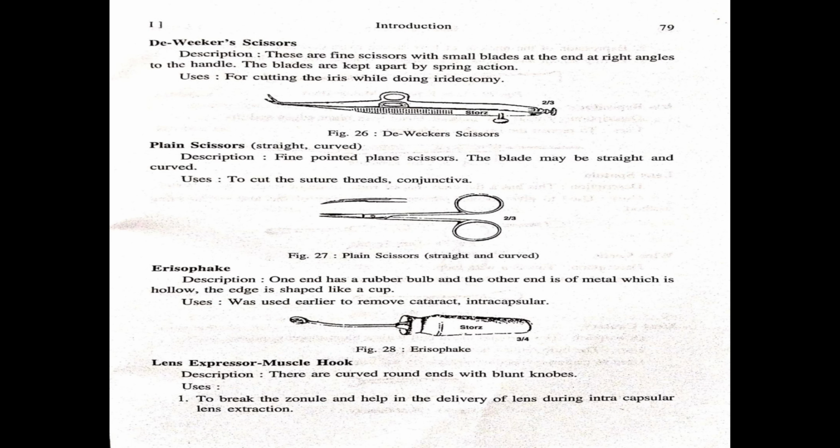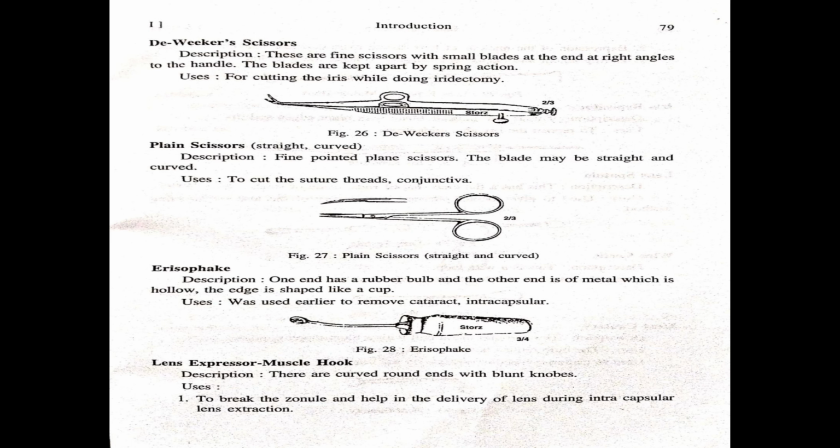Figure 26: De Weeker's scissors. Plain scissors, straight, curved. Description: fine pointed plain scissors. The blade may be straight or curved. Uses: to cut the suture threads and conjunctiva.